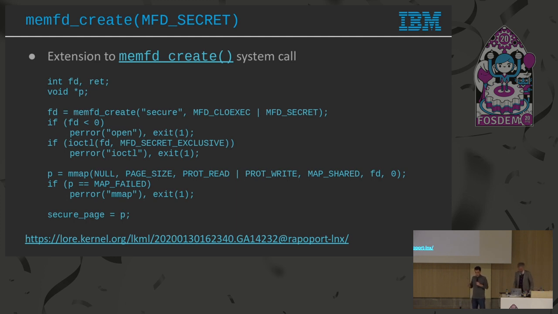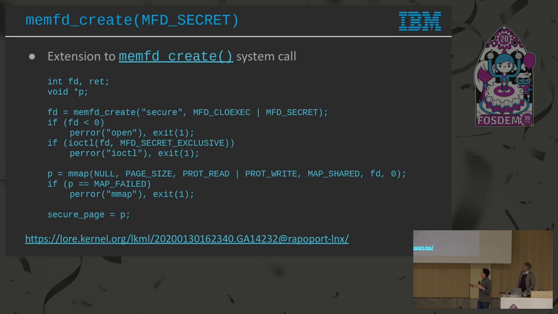One of the feedbacks we got on the map exclusive suggestion was that it's probably better to use a file descriptor or character device to create such secret mappings. And we came up with another version of the patch that actually extends the MFD create system call. So to create a secret area, one has to create a file descriptor, this MFD create secret.